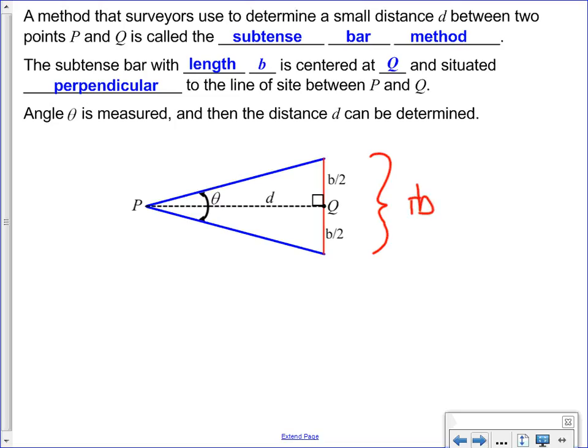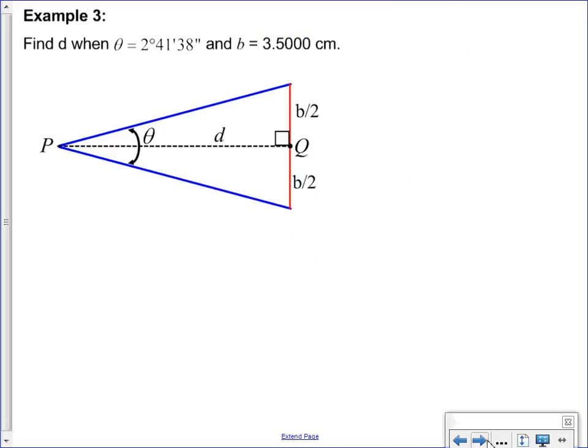And so if it's perpendicular to that line of sight, then you have how many right triangles? Two. So if you're not sure where the surveyor is, here's the surveyor looking out, and that's his angle of sight from the top to the bottom of that subtense bar.